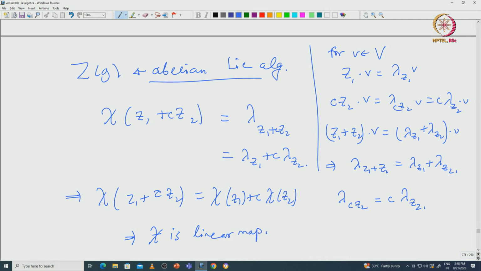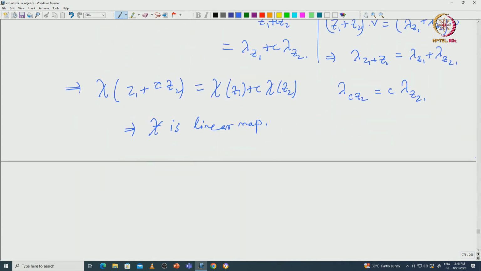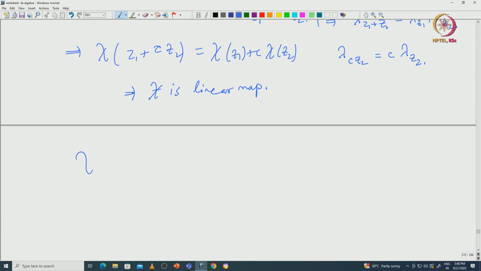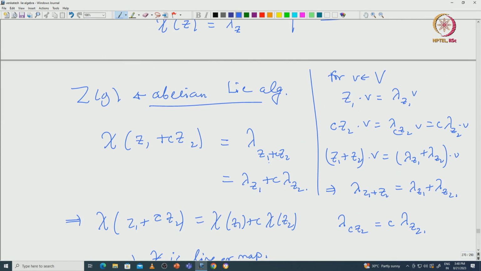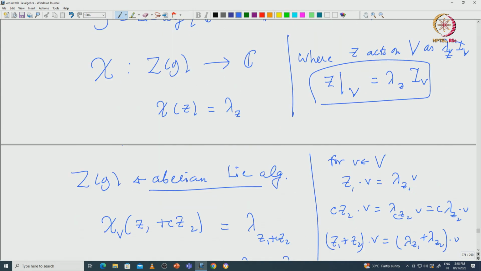But since z of G is an abelian Lie algebra, one can think of this chi as a representation of z of G. Okay. So, since chi is a linear map from the center of G to complex numbers, one can think of chi as a Z of G representation. So, this is what is called the central character. Okay. So, we have started with V, so let me actually use V everywhere. This is chi V, because chi V depends upon this capital V.